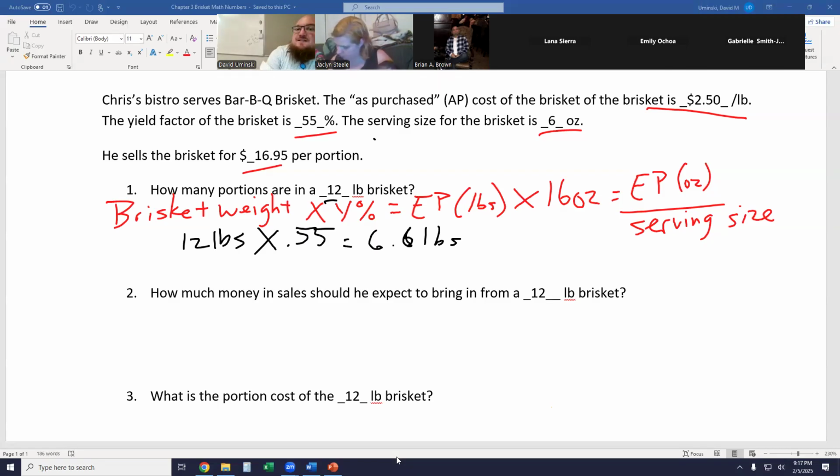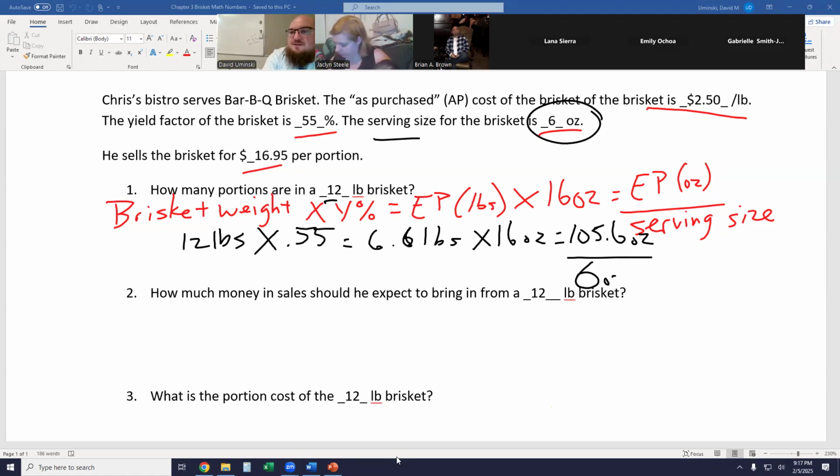But my serving size is in ounces. So I can't divide by 6 ounces, because my units don't match. That's why I have to multiply by 16 ounces. And that gives me 105.6 ounces. Now my units match. Divide by 6 ounces, and I get 17.6 servings.